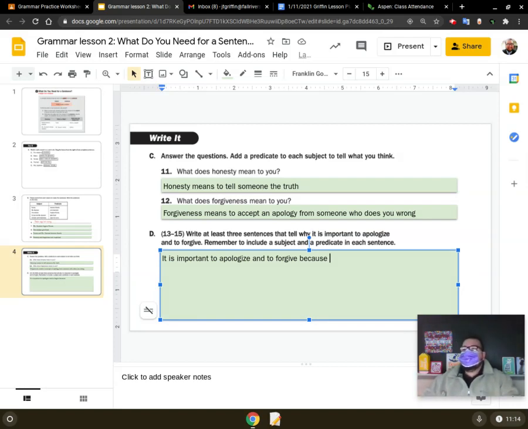Louise, can you give me another sentence? It is important to apologize and to forgive because you can become friends, and making friends is important because you can solve problems. Yes, exactly. So what Louise is saying right here, it's important to apologize and forgive because you could become friends. When you are friends, it's easier to solve problems. I'm just going to trim it down a little bit and get to the point, right? So that's what Louise is saying.